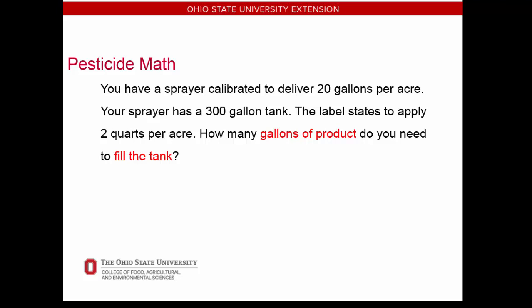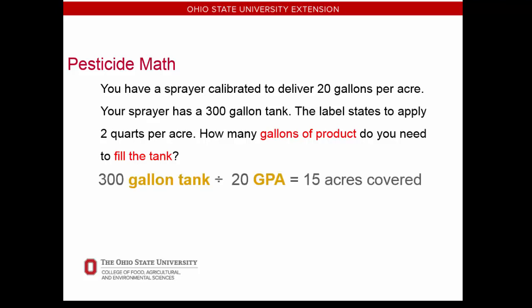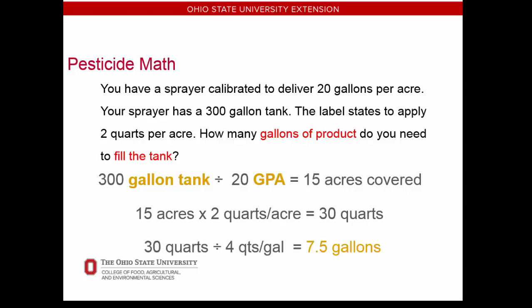To determine area treated, take the tank size in gallons, 300, and divide by the sprayer delivery rate of 20 gallons per acre, so the tank covers 15 acres. Now determine the amount of product needed. 15 acres times 2 quarts per acre equals 30 quarts. We'd usually convert this to gallons since it's a larger volume. To convert quarts to gallons, divide 30 quarts by 4 quarts per gallon. So it takes 7.5 gallons of product to make up 300 gallons of spray. This is a very common pesticide math problem.